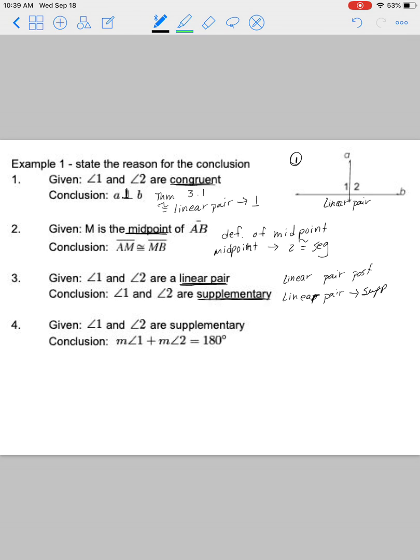And then the last one is also from previous chapters. We have supplementary in this addition problem equal to 180. This is our definition of supplementary. So supplementary leads us to the sum of 180 degrees.